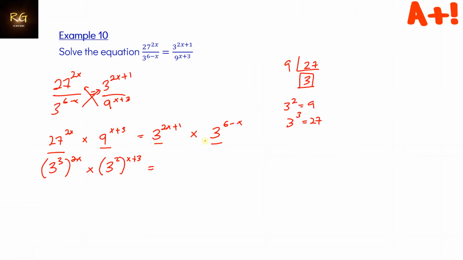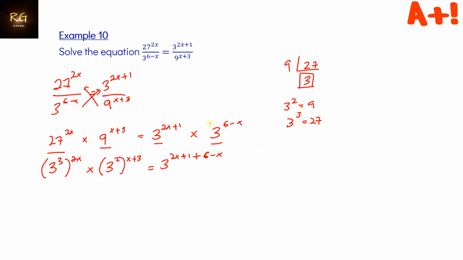So since the base is the same on the right hand side, right? When you want to multiply together, as I did teach you previously, we need to add the power together. So you write the base 3 and then add up the power. So 2x plus 1 and then plus 6 minus x.